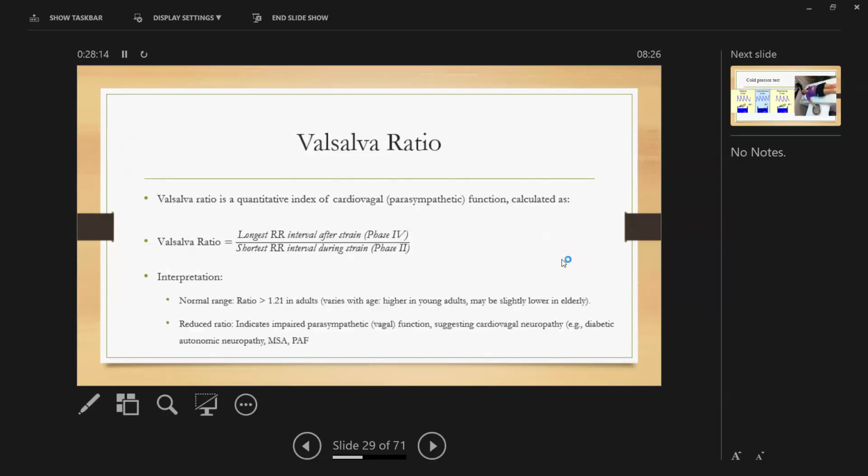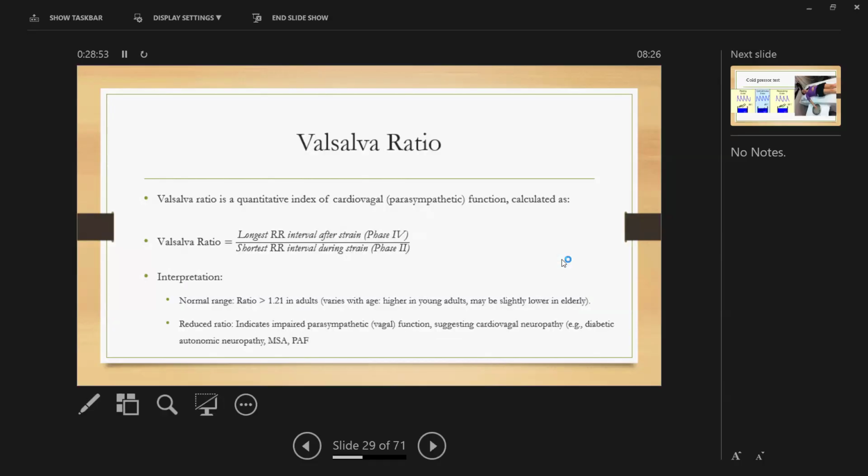Similarly, as I told you about deep breathing and the ratio we found on the heart rate variability test, it is similar to that ratio. So in the parasympathetic phase of the Valsalva, we can identify the Valsalva ratio. That is the longest RR interval after the strain, in phase 4, divided by the shortest RR interval during the strain, that is phase 2. So it is similar to heart rate variability. The normal range must be more than 1.2. If there is a reduced ratio, it indicates impaired parasympathetic vagal function, that is, cardiovagal dysfunction is there.